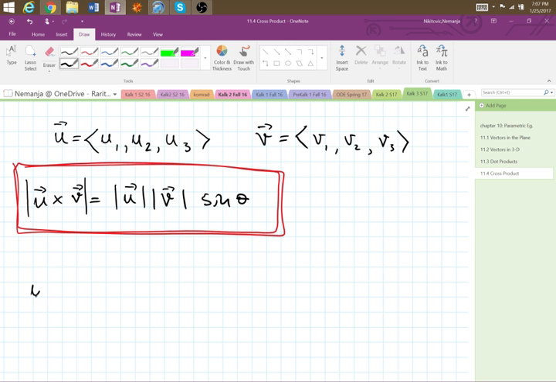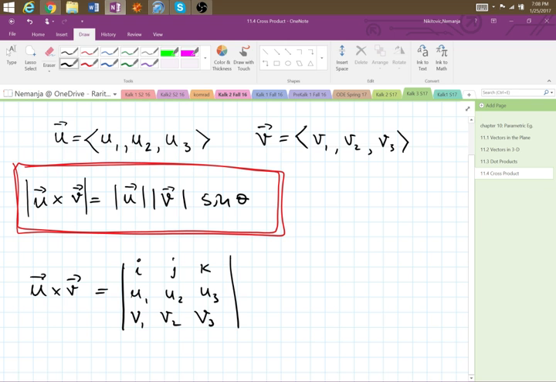How do we compute cross products? You will take the determinant of the matrix i, j, k, then u1, u2, u3, and v1, v2, v3. You are going to find the determinant by breaking this one into three. For those of you who have never had linear algebra, you will break this into three 2 by 2 determinants, and then you will solve each one of those.